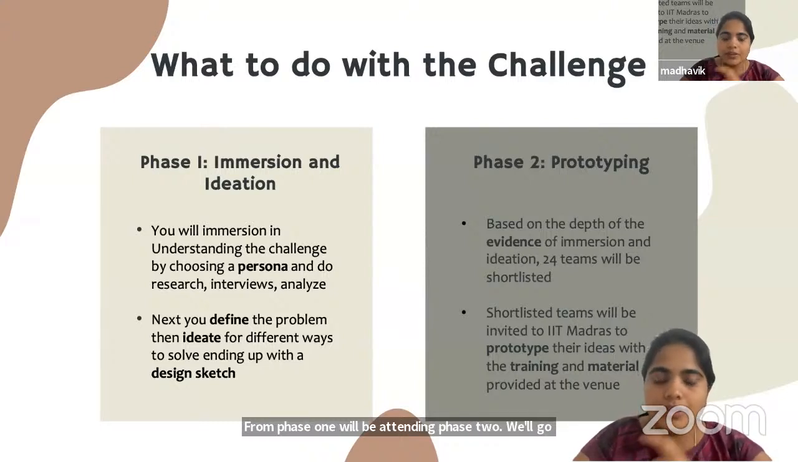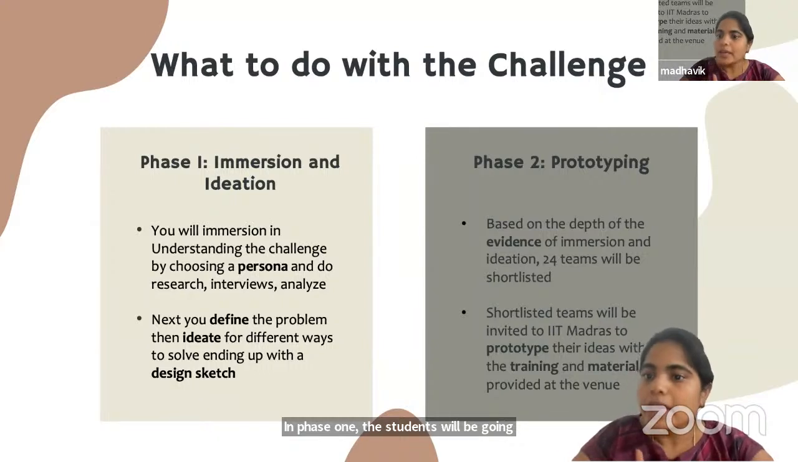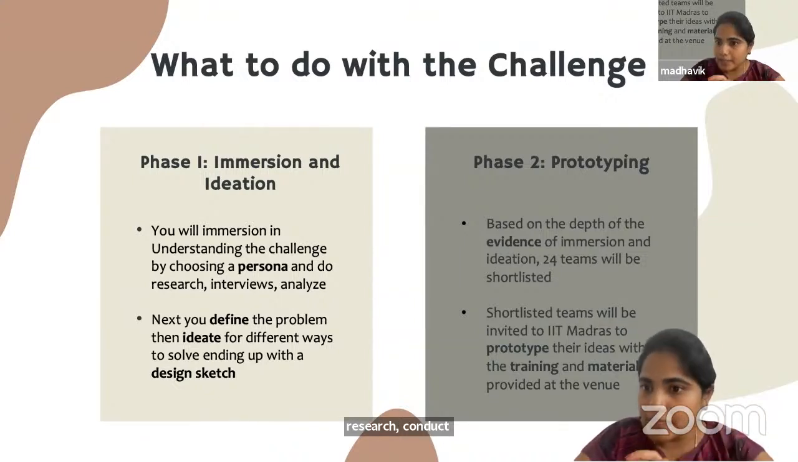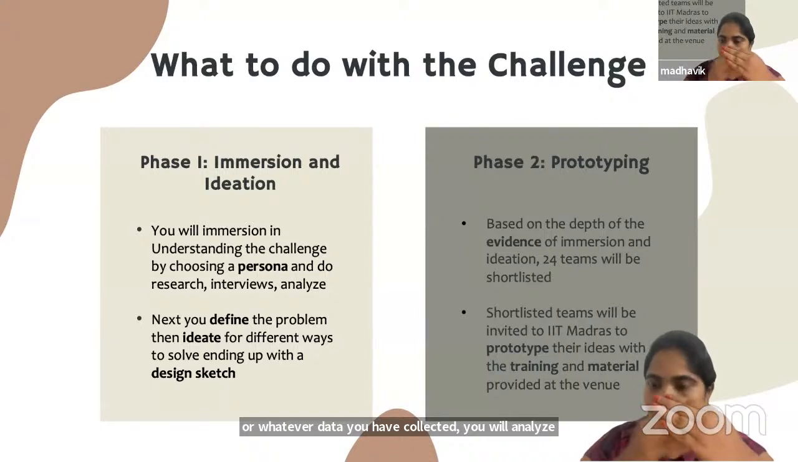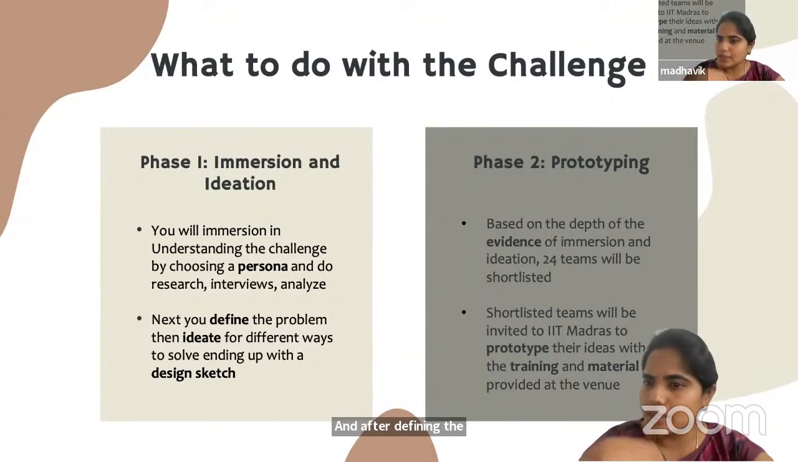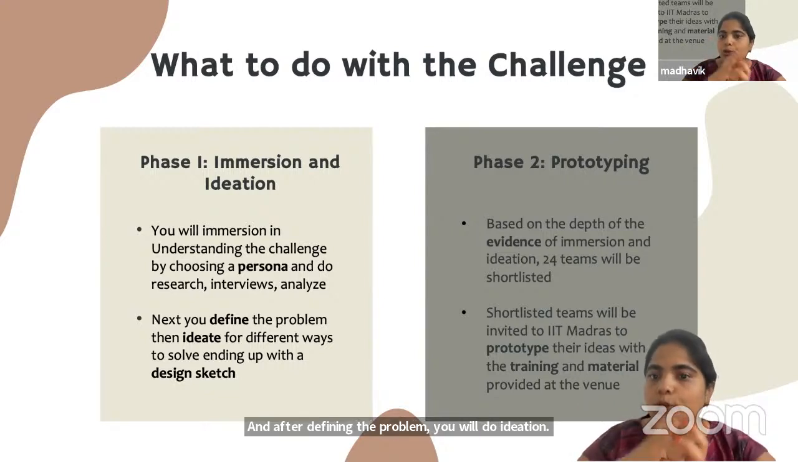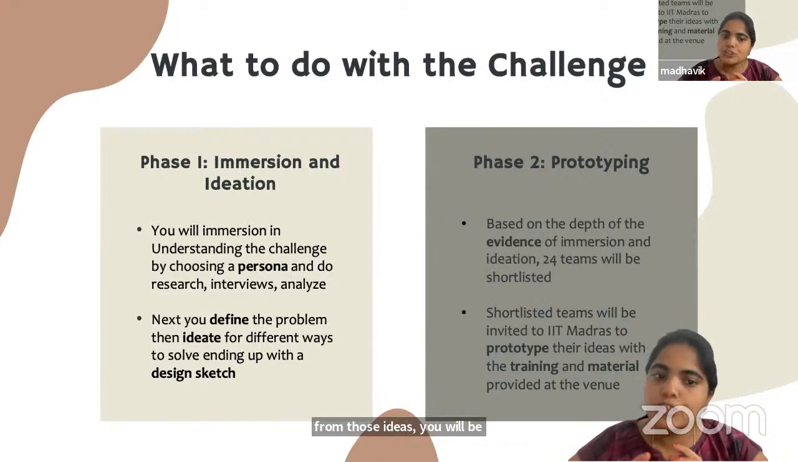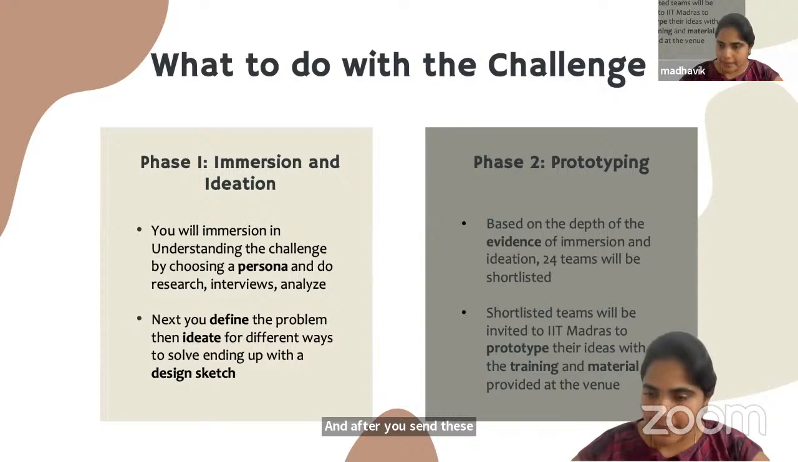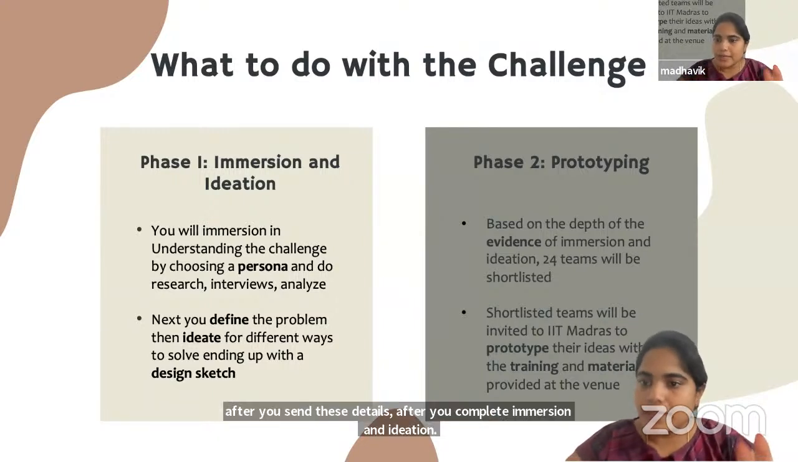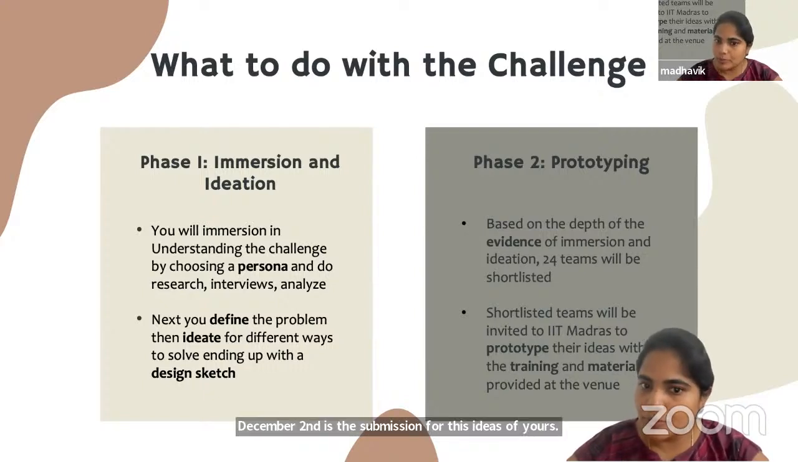In phase 1, the students will go through immersion and ideation. In immersion, they will do research, conduct interviews, and analyze whatever information or data they have collected and come to their own problem definition. After defining the problem, you will do ideation. Ideation is generating ideas, and from those ideas, you will shortlist any one idea which you feel will be the perfect solution for the problem or the persona you have chosen. After you complete immersion and ideation, on December 2nd is the submission of these ideas to us. On December 2nd, you will be submitting this.